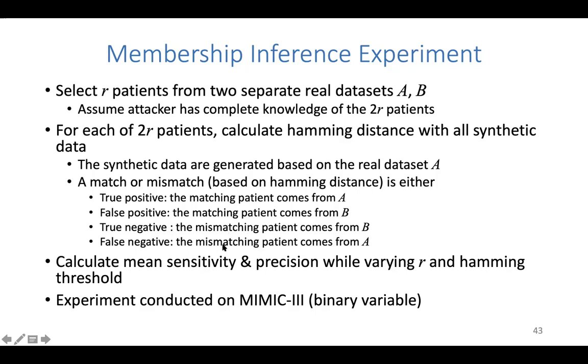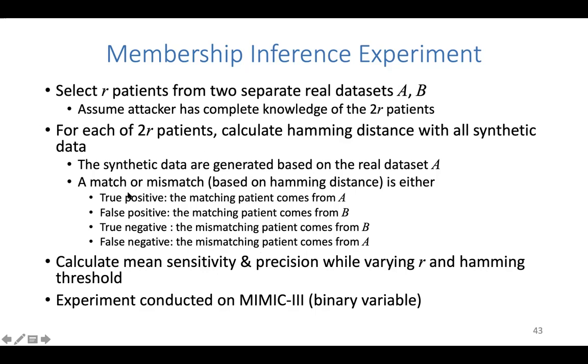False negative is when the mismatching patient comes from A, because the 10 records coming from A should actually be matched with the synthetic data. All 10 samples coming from A should be matched with the synthetic data. But if it's not, then it's a false negative. So there are 4 cases.